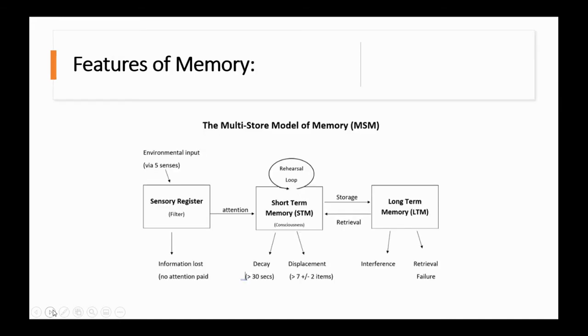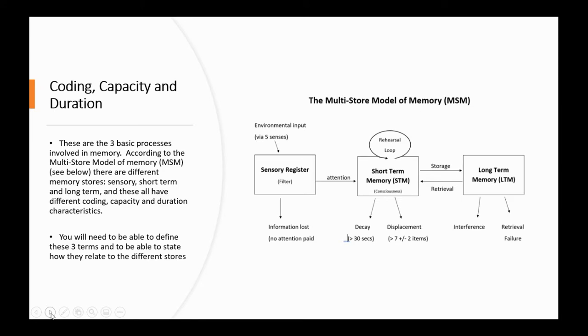So the first thing we'll look at is the multi-store model of memory. This is the model. You have input via the sensory register, and information is processed in short-term memory and then potentially moved on to long-term memory afterwards. You need to be able to describe the model, or at least draw and annotate a diagram of the model.